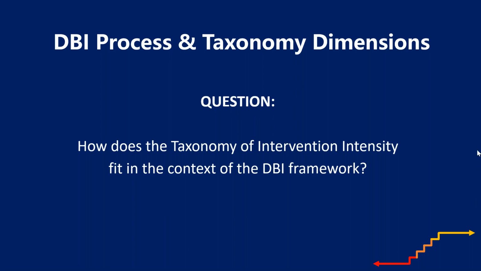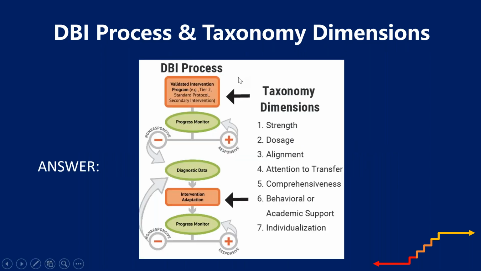Nice. So this is actually a trick question. If you would, Dr. Lemke, move to the next slide. The 7 dimensions of taxonomy are actually embedded throughout the whole DBI process. So these 7 dimensions complement the 5 steps of DBI from beginning to end. And again, it's not really beginning and end because it is a fluid process.